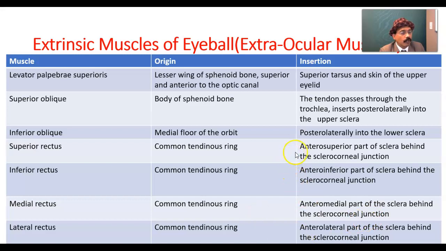So all these recti are anteriorly located behind the sclerocorneal junction. They have the common tendinous ring as their origin. Like the others, the lateral rectus originates from the common tendinous ring and inserts into the anterolateral part of the sclera behind the sclerocorneal junction.